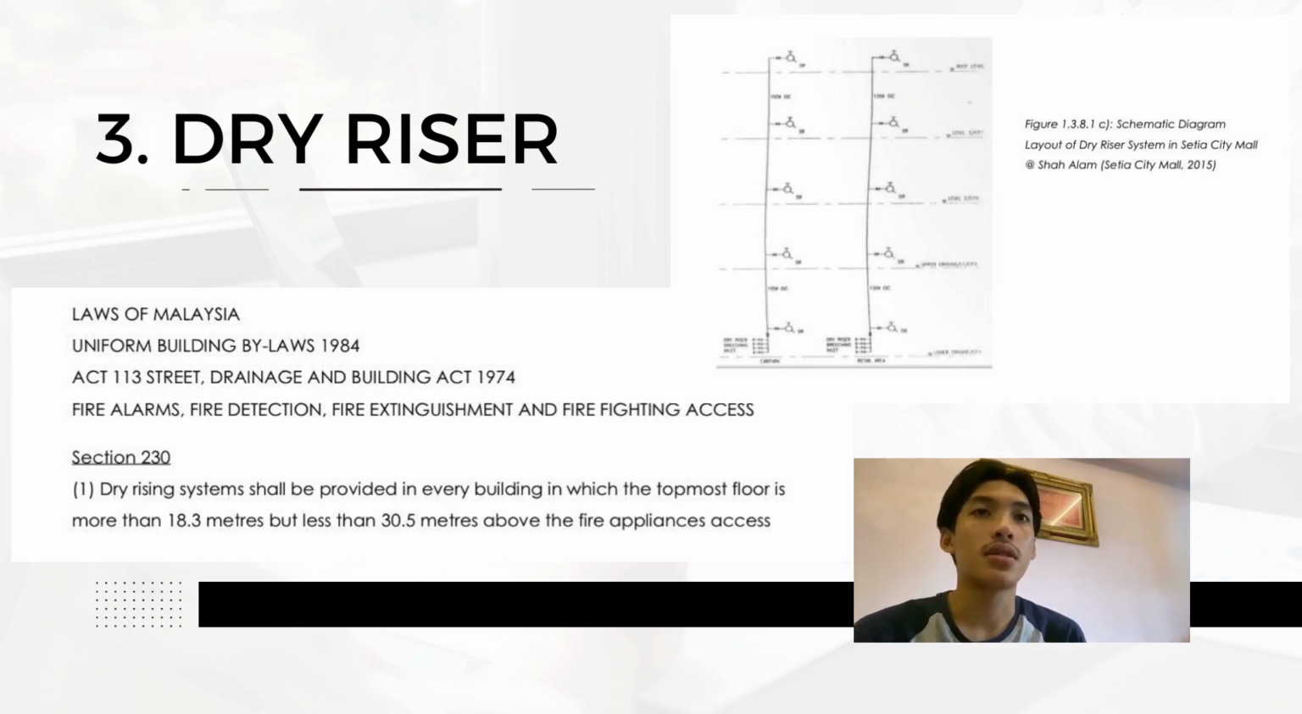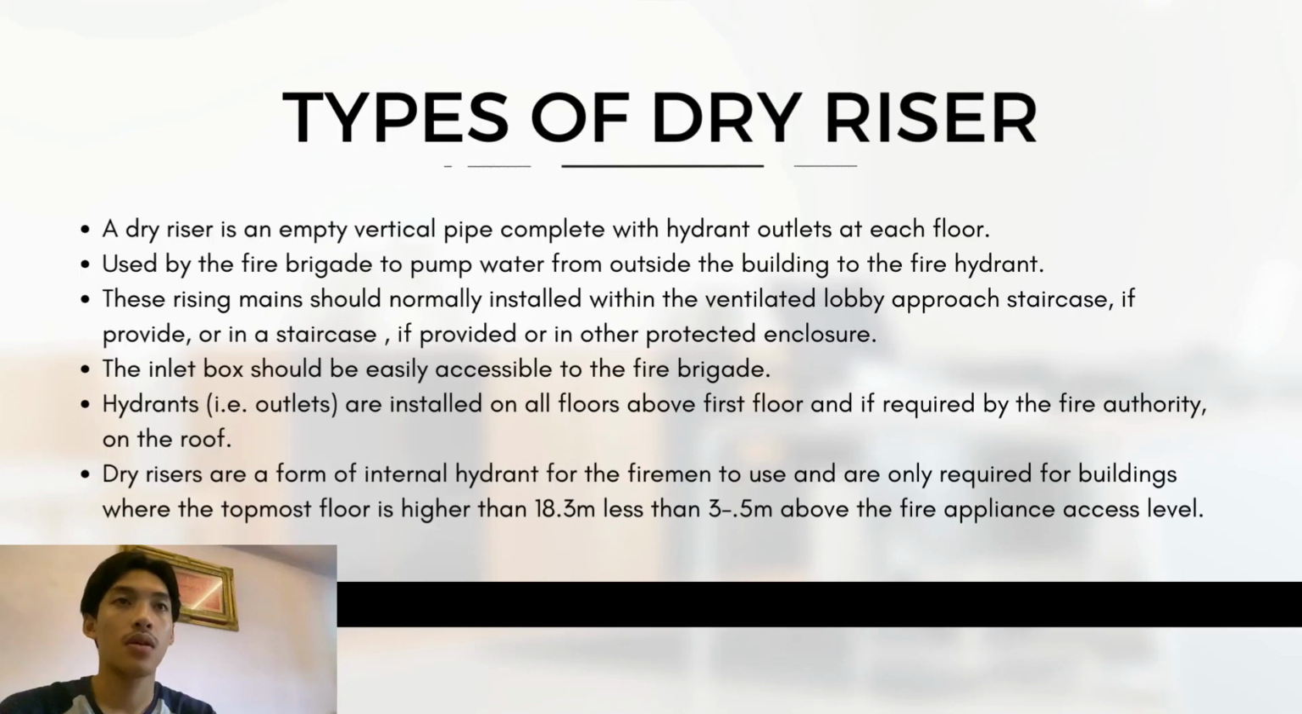Dry riser. In Section 230, a dry riser system shall be provided in every building in which the topmost floor is more than 18.3 meters but less than 30.5 meters above the fire appliance access. Types of dry riser. Number 1. A dry riser is an empty vertical pipe complete with hydrant outlets at each floor.